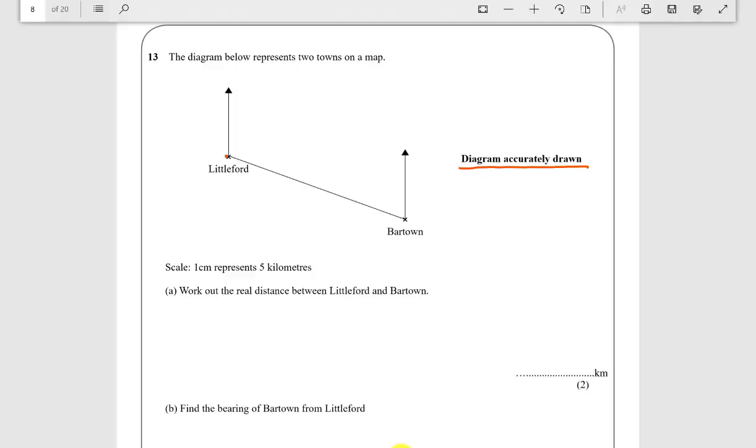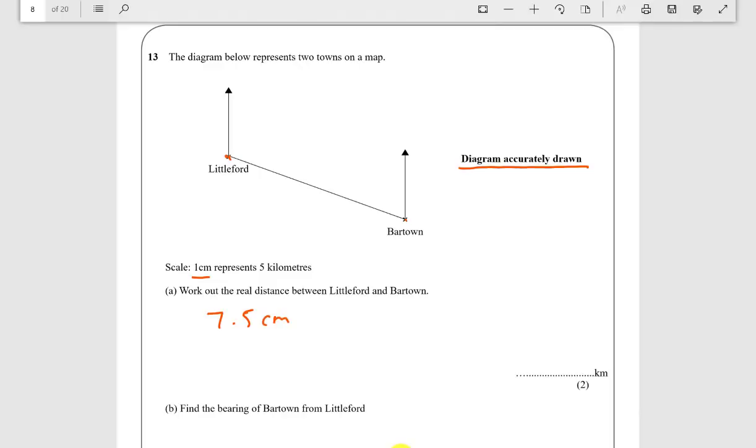If I do it on paper, because I'm zoomed in a little bit, it won't give me the accurate answer. But what you need to do is get a ruler, measure from Littleford to Bartown on a ruler, on the centimeter side, not the millimeter side. And then whatever answer you get, you should get around about 7.5 centimeters.